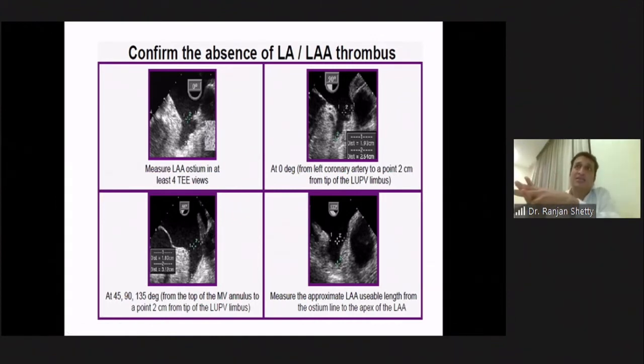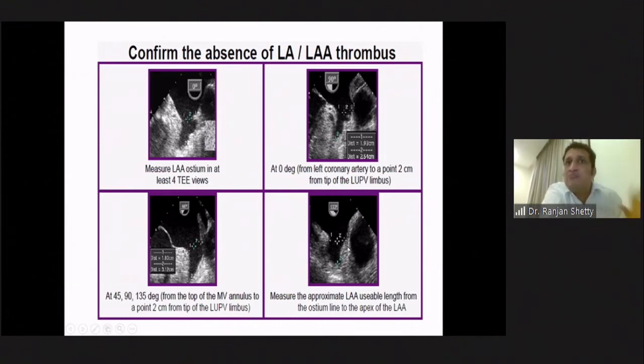So for your imaging, the sonologist or a cardiologist who does imaging should be extremely good. I'm very lucky that we have a cardiologist who is trained and who is very keen on doing this. So the procedure becomes very easy with that. So you do a measurement. Imagine you have measured it in all these views, and you have also measured the depth.